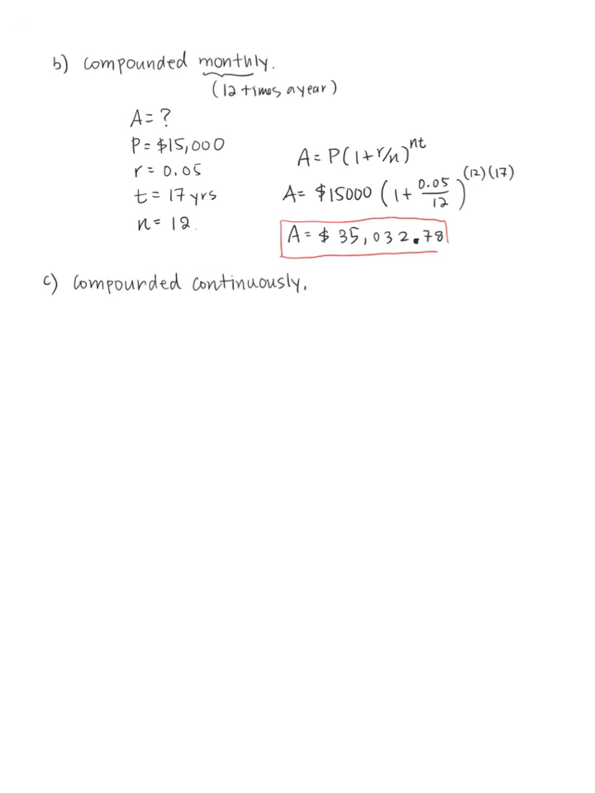Now let's try part C, compounded continuously. So in this case, our formula changes to A equals P e to the RT. All right, so let's do it. So our A is what we're looking for. So A equals, principal is 15,000, and then e to the R, which is 0.05, times T is just 17. All right, so please pause the video again and use your trusty calculator to compute this value.